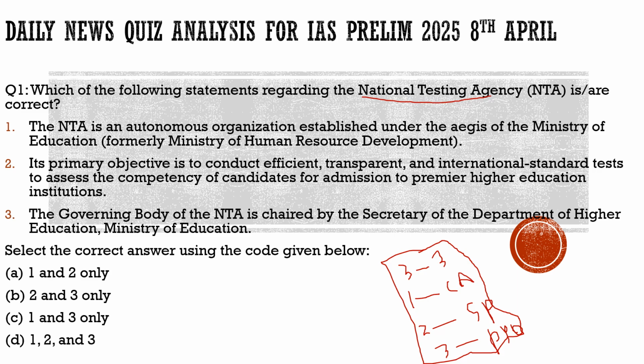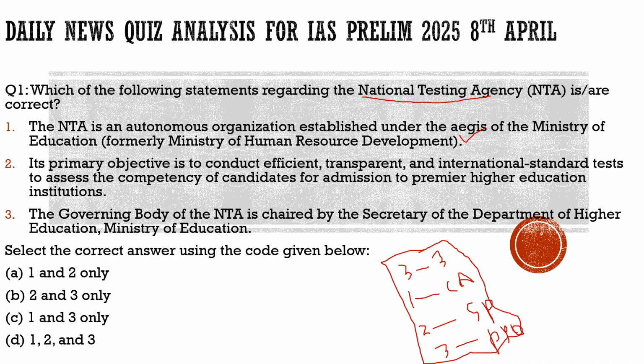Here the question says, which of the following statements regarding the National Testing Agency are correct? First statement: the National Testing Agency is an autonomous organization established under the aegis of the Ministry of Education, formerly Ministry of Human Resources Development. 100% correct, nothing wrong with the statement. It comes under the Ministry of Education. Here I would like to mention one thing.